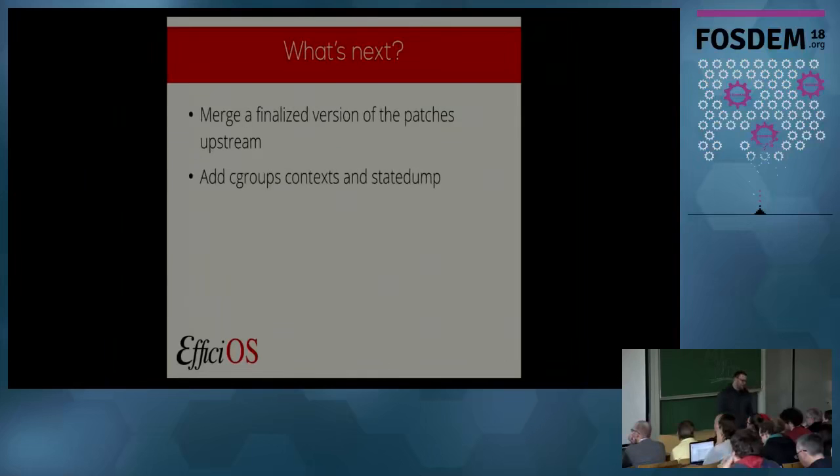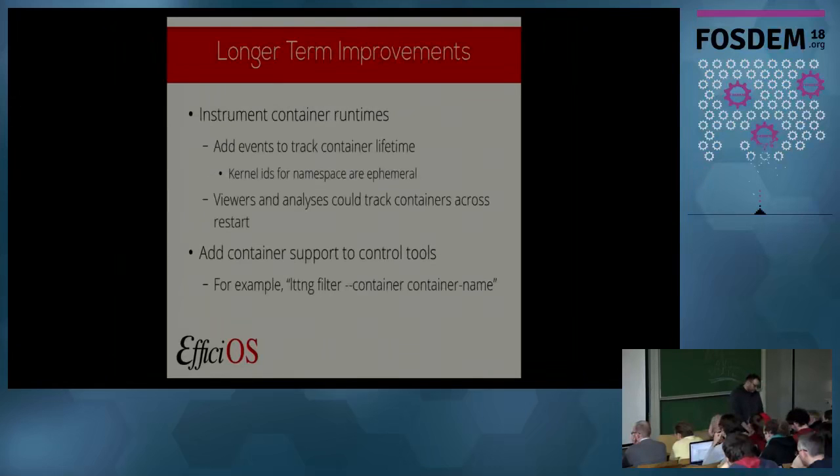So, and what next? All the things I've shown you are not yet upstream, so we're working on merging this maybe for the next release, but we're not sure yet. Another thing that someone else is working on is adding the same kind of things for context and state dump for C group values. So that's being worked on and should maybe land in the following months.